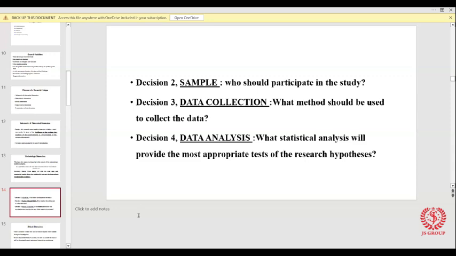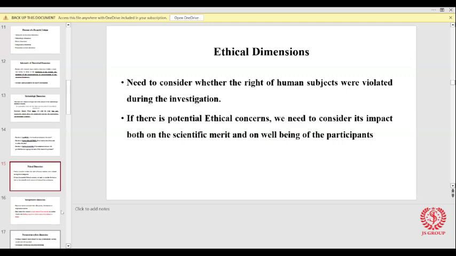So what statistical analysis will provide the most appropriate test of the research hypothesis? Which statistical formula or statistical test will be appropriate for the research problem that the research critic should analyze. Next, this is the methodological aspect of the thing. Next one is the ethical dimension.